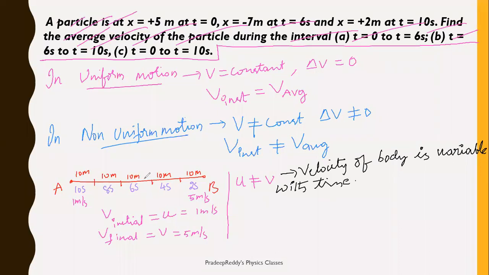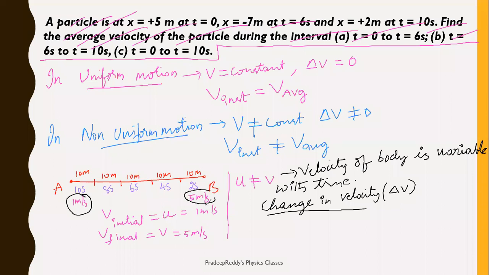Now I want to find out how this velocity is varying with respect to time. So therefore, I can simply write the change in velocity, delta V, divided by the time. In order to change this velocity, see here it is 1 meter per second, and it is changing to 5 meter per second. In order to do so, it is taking some time.